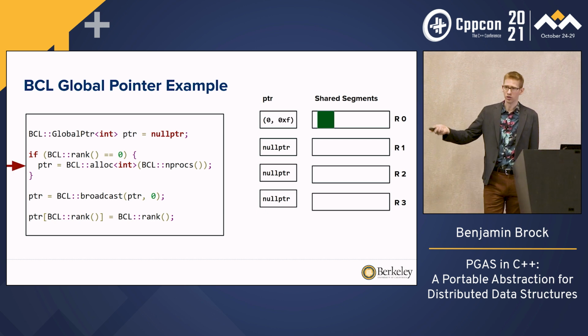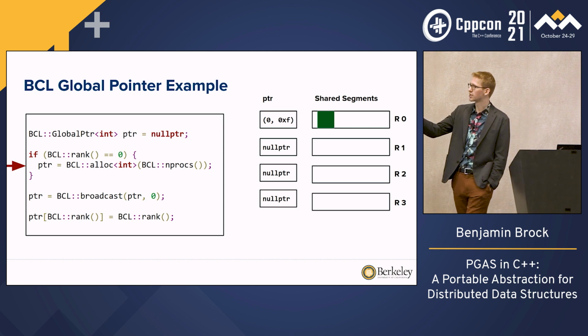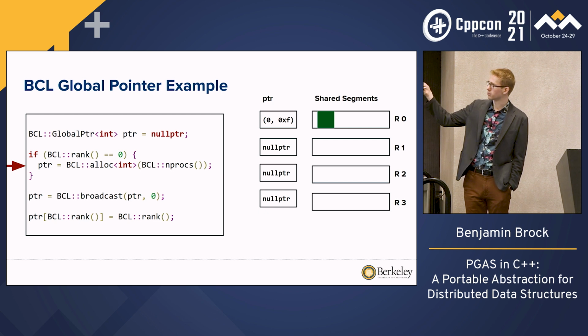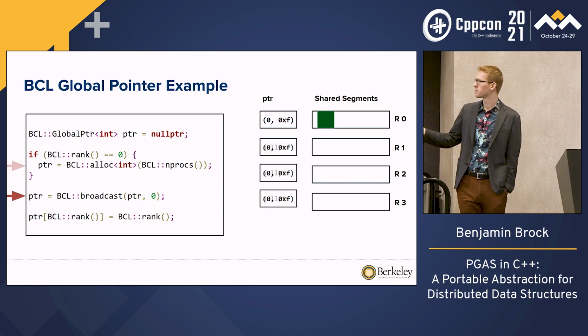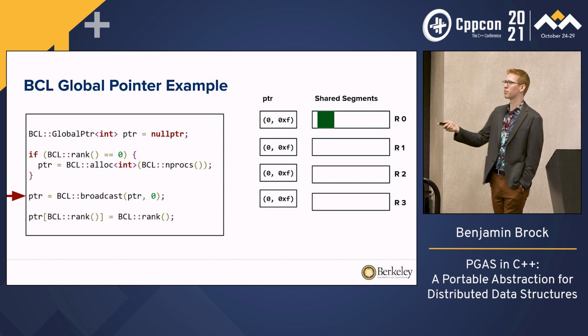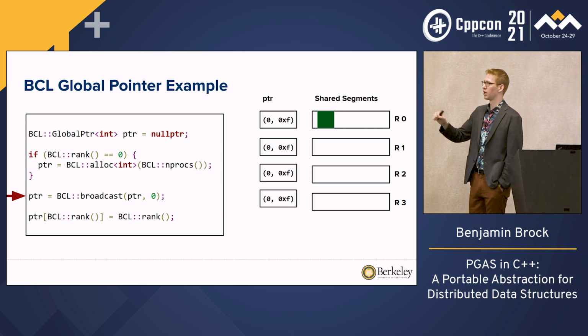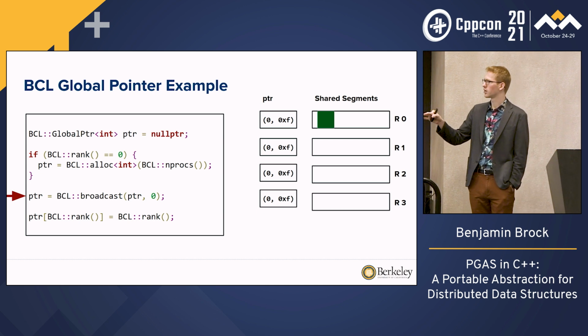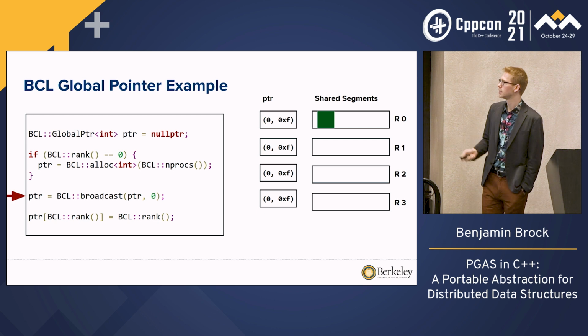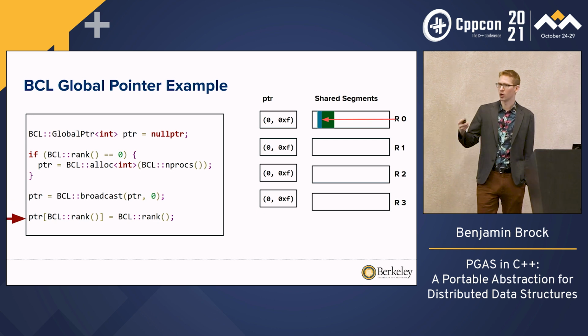So when it starts out, they're all null. And then on a particular process, we can allocate some memory, which is what we're doing on process 0 here. And so now the pointer has a value. We can then perform a broadcast operation, which is a collective operation that sets the value of the pointer, basically broadcasting the value from process number 0 to all the other processes, so now they all have the pointer. And then they can all perform their writes.